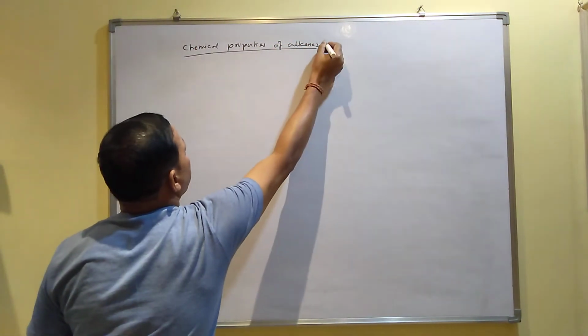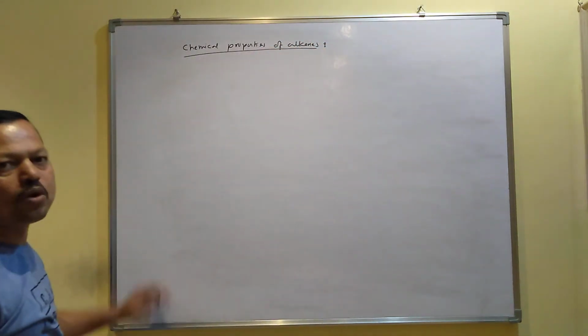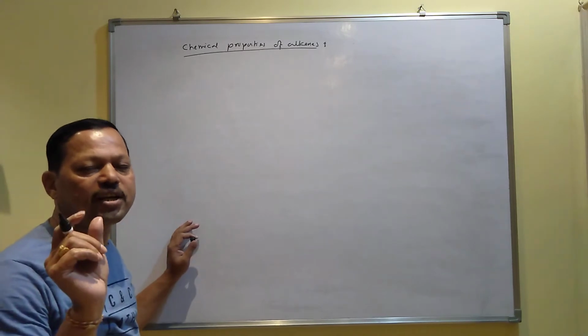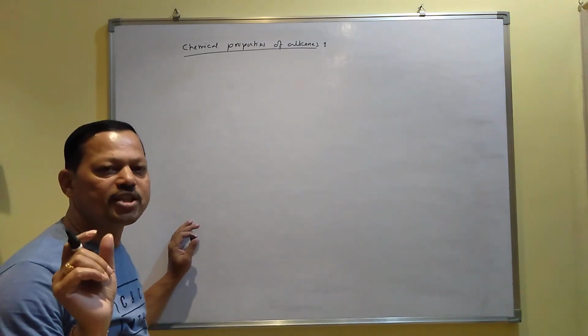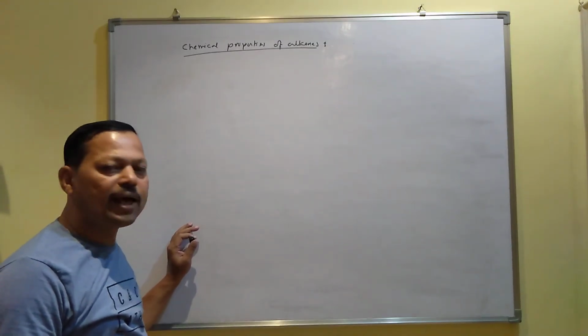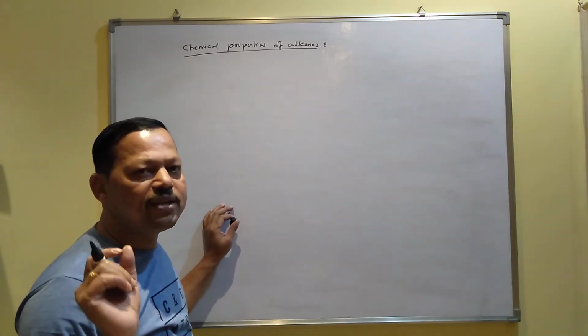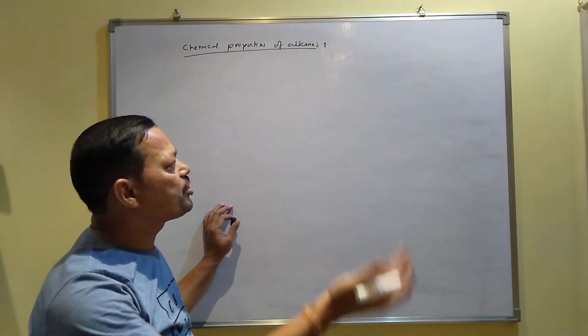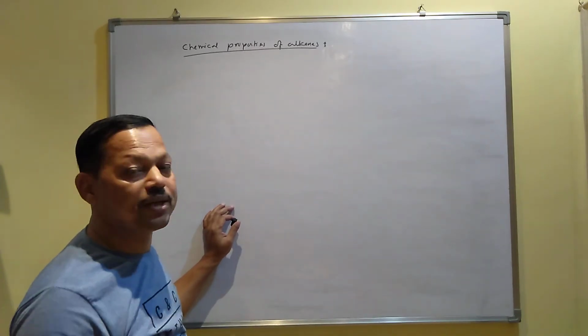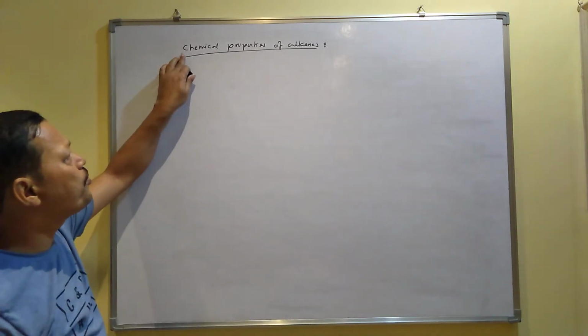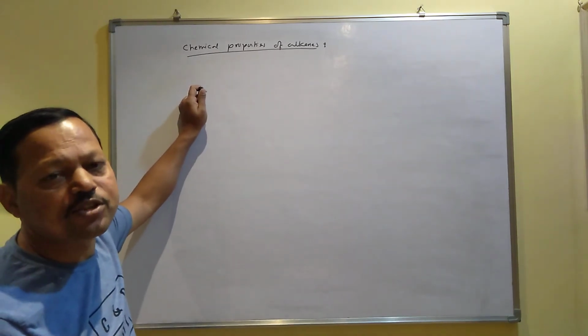Chemical properties of alkenes. I mean, what type of reactions are shown by alkenes. As you know, alkenes contain a carbon-carbon double bond, and due to the presence of the carbon-carbon double bond, alkenes show mostly addition reactions. In an addition reaction, unsaturated compounds are converted to saturated compounds. I mean the double bond will be converted to a single bond, and that type of reaction is shown by alkenes due to the presence of the double bond.